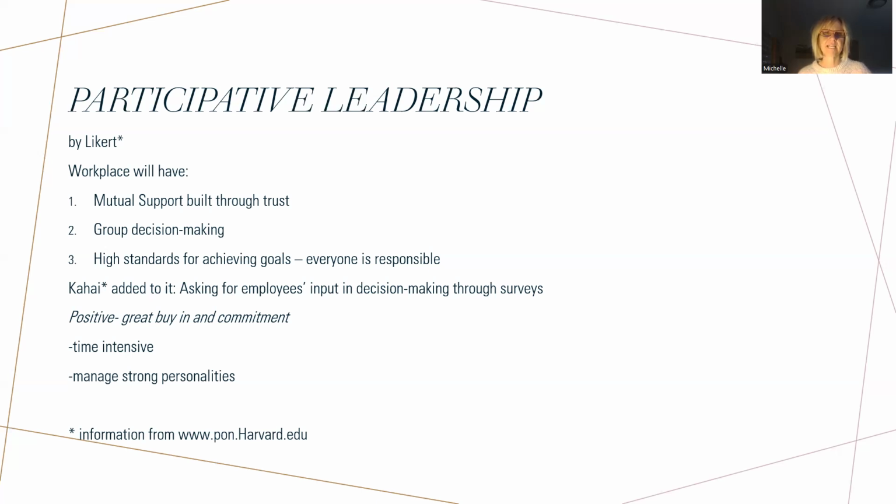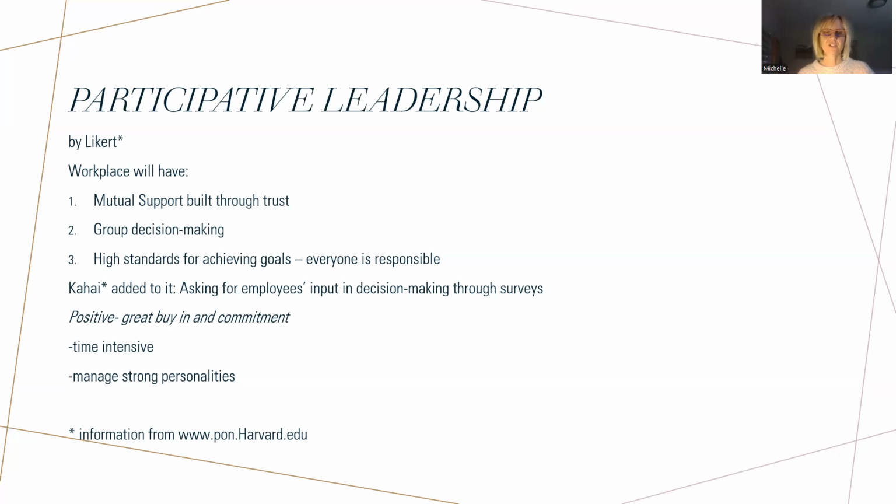Group decision making, and then very high standards. So even though the employees are involved, it doesn't mean that we can sort of sit back. You just have to keep the high standards in front of them and then offer them that high support.